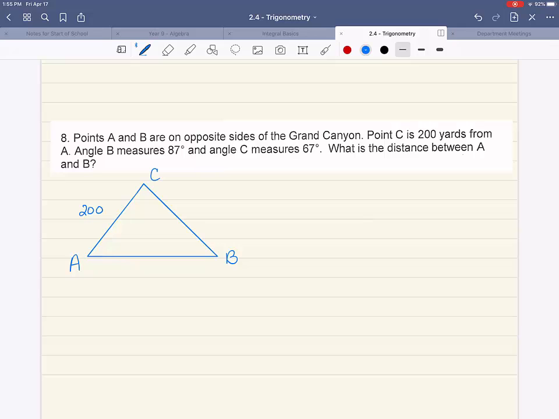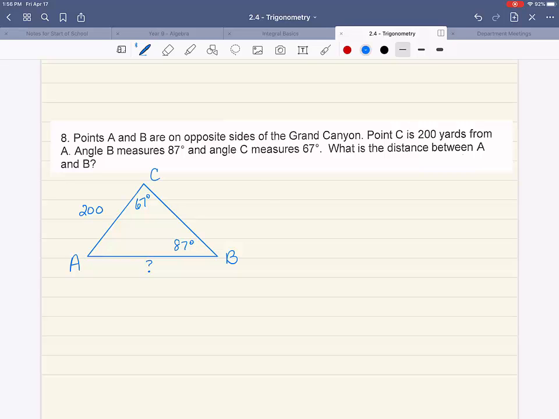Now, after it says that, it says angle B measures 87 degrees. So I'm going to put an 87 degrees right there. And angle C measures 67 degrees. Do you now see, once you draw the picture, it makes a lot more sense. Trying to get a picture in your head may not work. If you put it on paper, it makes a lot more sense. What is the distance between A and B? And that is this side down here. So I'm going to put a question mark where they want me to find something. I don't know just yet if that's side A, B, or C. We'll find out in a minute.